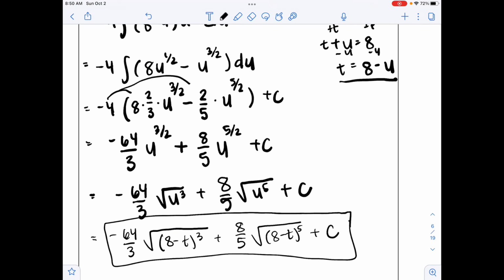Always make sure your answer is written in terms of the original problem, and this problem was in terms of t, so make sure that you back substitute in whatever you had set for u so that your final answer is in that original variable.